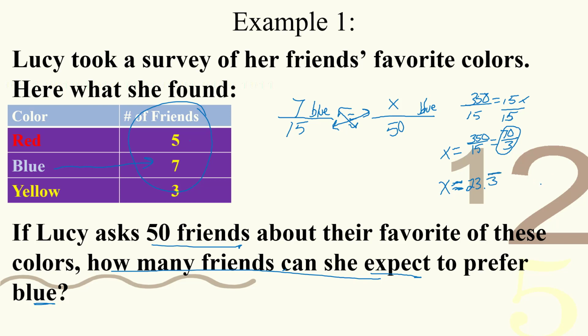Now again, we've got to understand what 23.3 repeating means. That means I have 23 friends and I have a third of a friend. So am I going to take the arms off of a friend and just expect that that arm from that friend prefers blue? No. At this point, we've got to do some rounding and approximate our value. So we would round down. X is equal to 23 friends. We could expect that 23 would like blue.